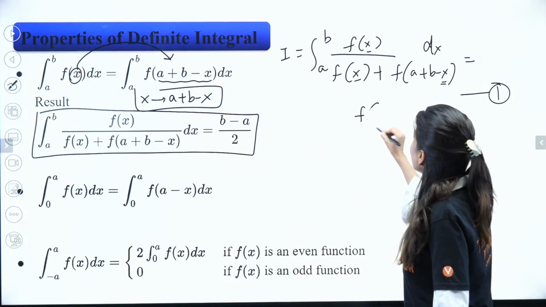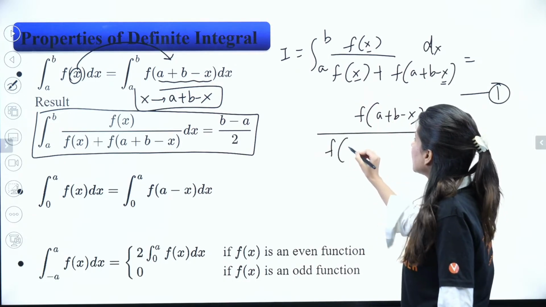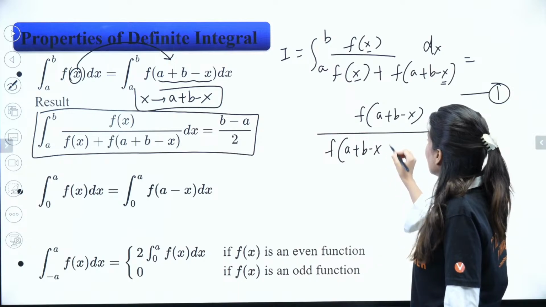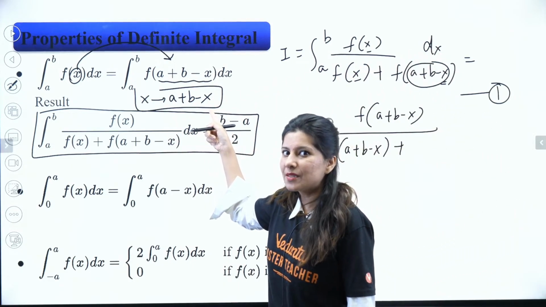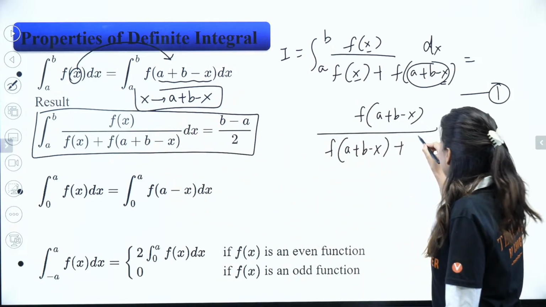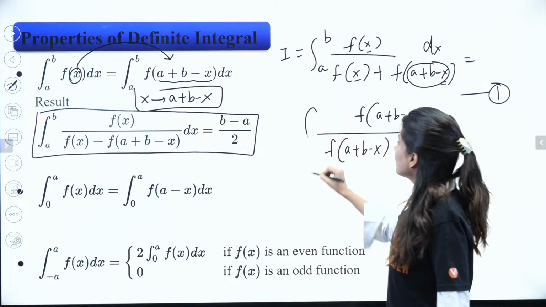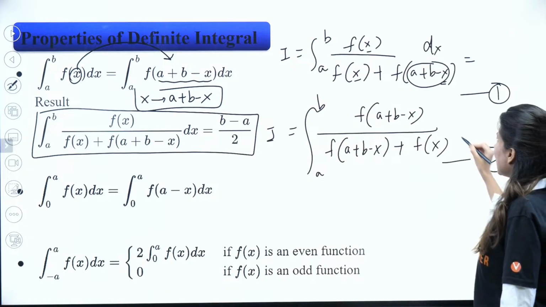So this is going to be f of a plus b minus x. This x will get converted into a plus b minus x, right? Plus f of x, since x gets converted into a plus b minus x. Now a plus b minus x will get converted into x. So this integration after applying King's property became like this.